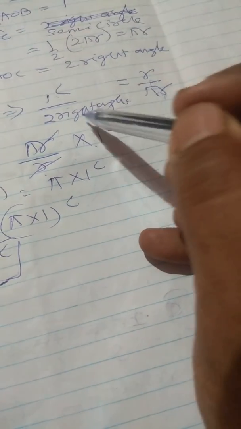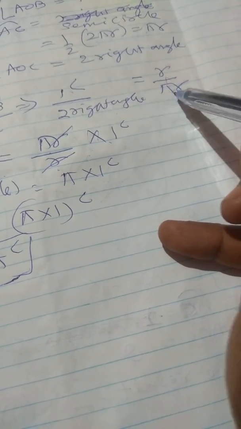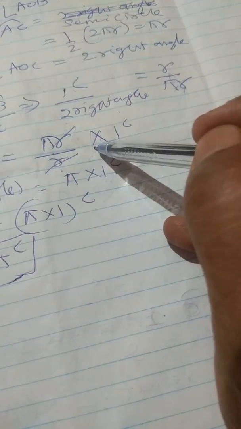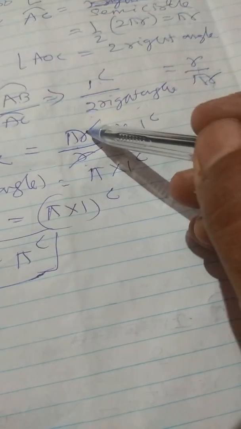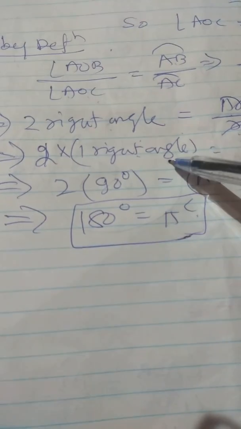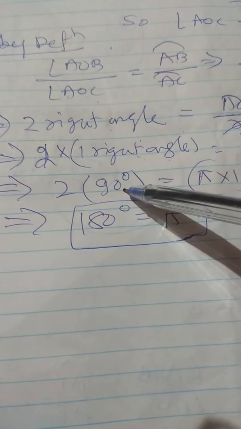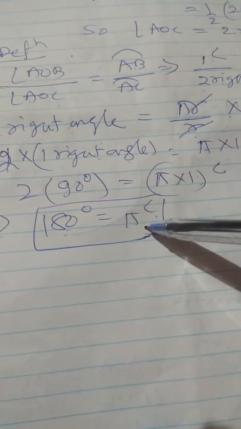Taking the cross multiplication, pi r upon r into 1 radian equals 2 right angles. That r and that r cancel, we get pi into 1 radian, which is pi radian. So we get 2 right angles, which is 2 into 1 right angle. We know that 1 right angle is 90 degrees, and 2 into 90 degrees is 180 degrees. So 180 degrees equals pi radian.